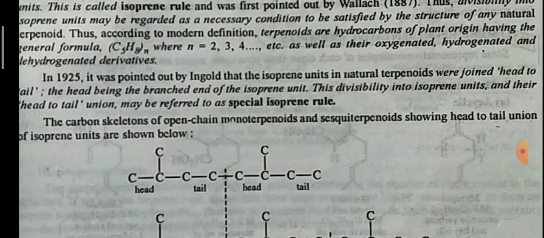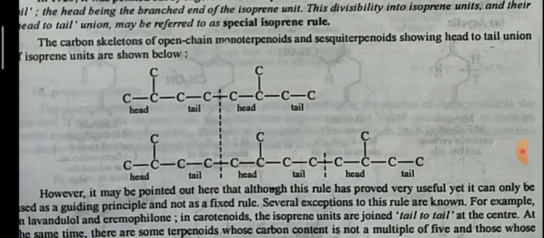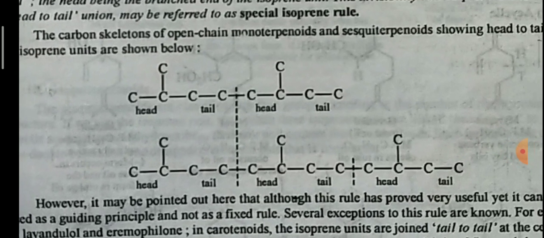In 1925, it was pointed out by Ingold that the isoprene units in natural terpenoids were joined head to tail, the head being the branched end of the isoprene unit. This divisibility into isoprene units and their head to tail union may be referred to as the special isoprene rule. The carbon skeletons of open chain monoterpenoids and sesquiterpenoids showing head to tail union of isoprene units are shown below.